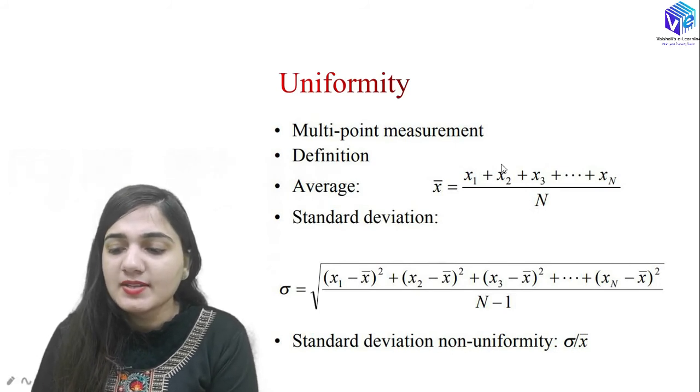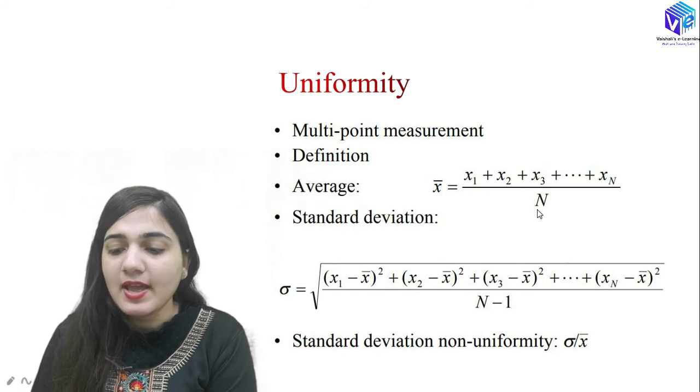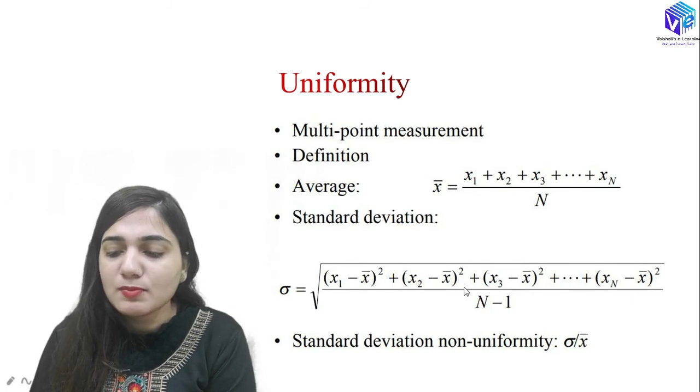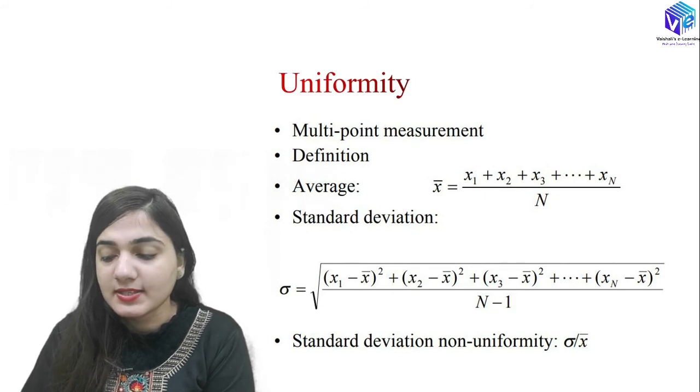Okay, so the mean is x1 plus x2 plus x3 and so on up to xn, divided by n, and the standard deviation is denoted with sigma, and it is equal to the square root of (x1 minus mean of x) squared plus (x2 minus mean of x) squared plus (x3 minus mean of x) squared plus so on, (xn minus mean of x) squared, divided by n minus 1. Standard deviation of non-uniformity is sigma over the mean of x.